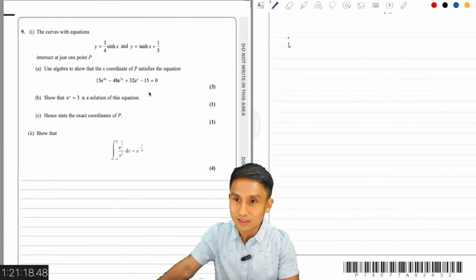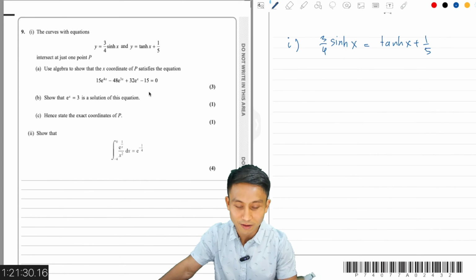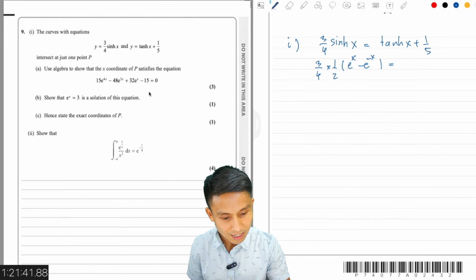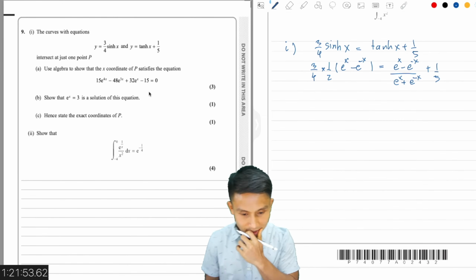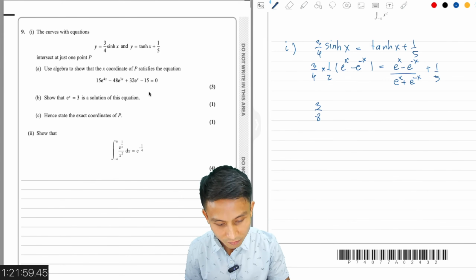All right, so we need to equate the two, right? So 3/4 sinh x equals tanh x plus 1/5. I think we're going to go with the hyperbolic definition. So this is 1/2 (e^x minus e^(-x)) equals, tanh would be sinh over cosh, so (e^x minus e^(-x)) divided by (e^x plus e^(-x)) plus 1/5. All right, what should I do with this? If I multiply by (e^x plus e^(-x)), I should get 3/8 there.